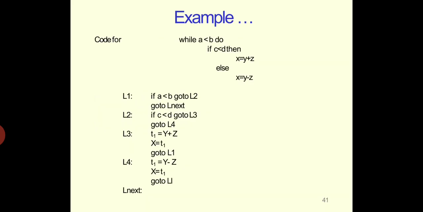Another example is: while A less than B do, if C less than D, x equal to y plus z, else x equal to y minus z. So if A less than B, then here we have to perform C less than D. So at L2 you have to perform C less than D. If A less than B is false, that means the statement after this loop has to be executed. That is why go to L next. Then if A less than B is true, we have to evaluate C less than D. That means we have to evaluate T1 equal to y plus z.